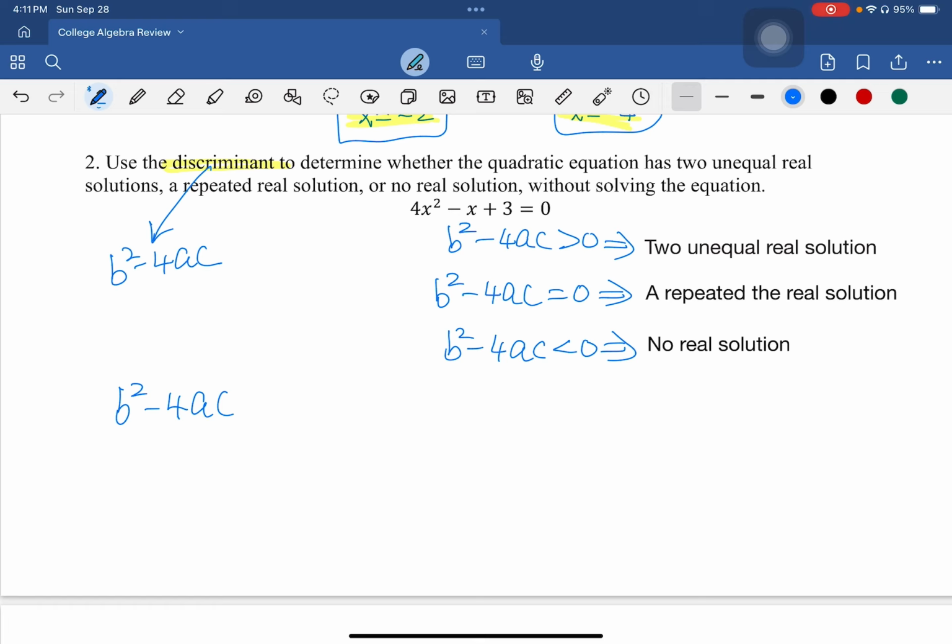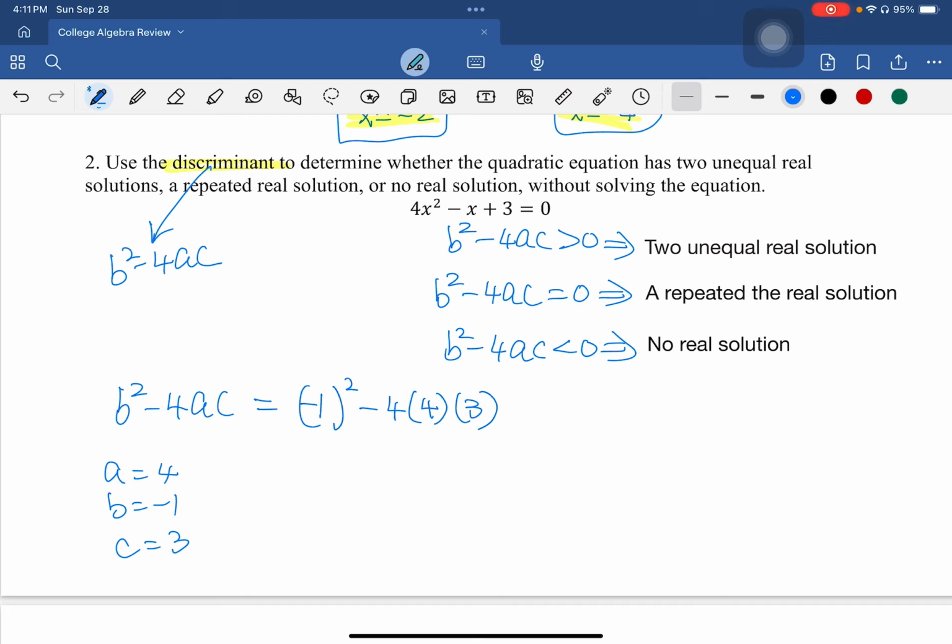In the equation 4x squared minus x plus 3 equals 0, a is the coefficient of x squared, which is 4. b is the coefficient of x, which is negative 1, and the constant c is 3. Now we substitute into the discriminant formula. b squared minus 4ac is equal to negative 1 squared minus 4 times 4 times 3.